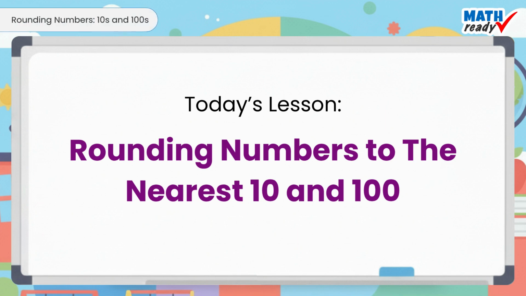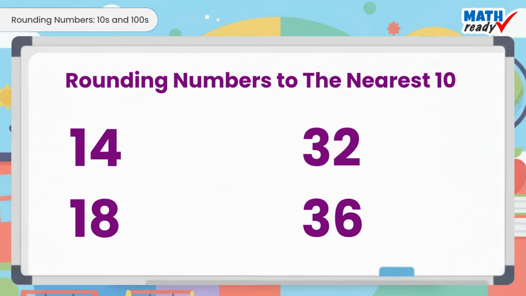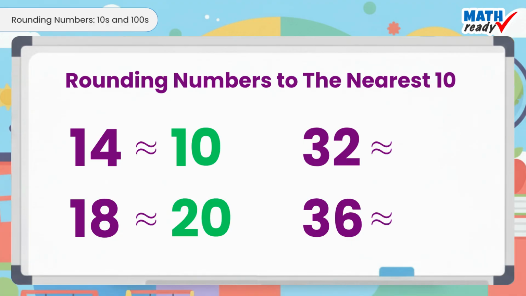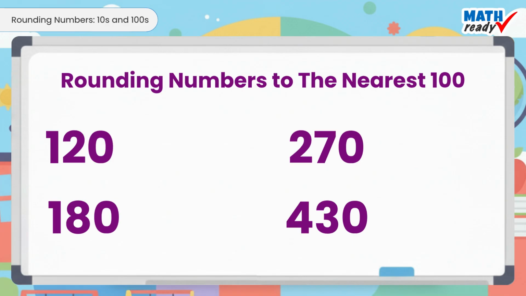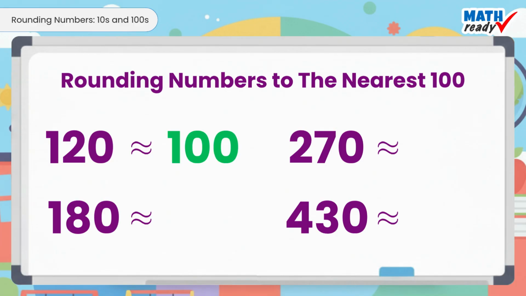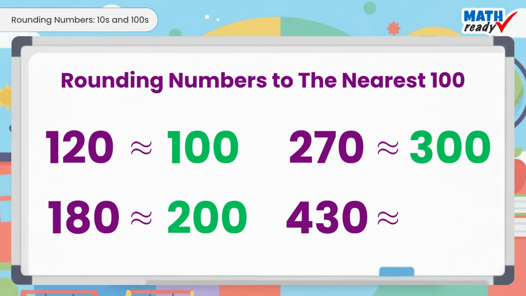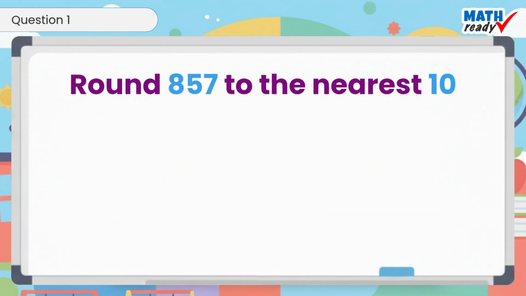Today we are going to look at rounding numbers to the nearest 10 and to the nearest 100. As we recall, rounding to the nearest 10 means we change the number to numbers like 10, 20, 30 and so on. Rounding to the nearest 100 means we change the number to numbers like 100, 200, 300 and so on. Let's look at the first example.